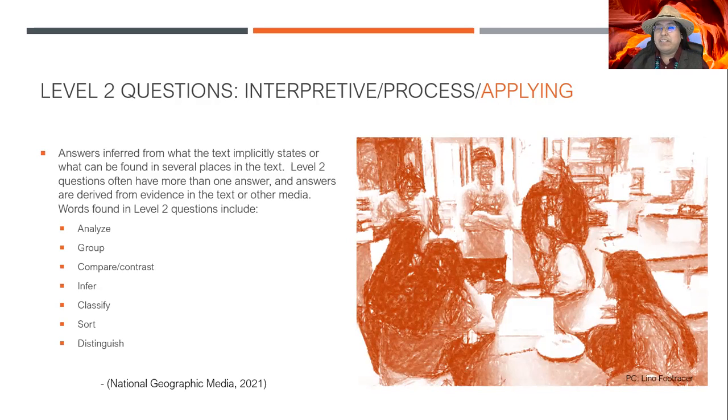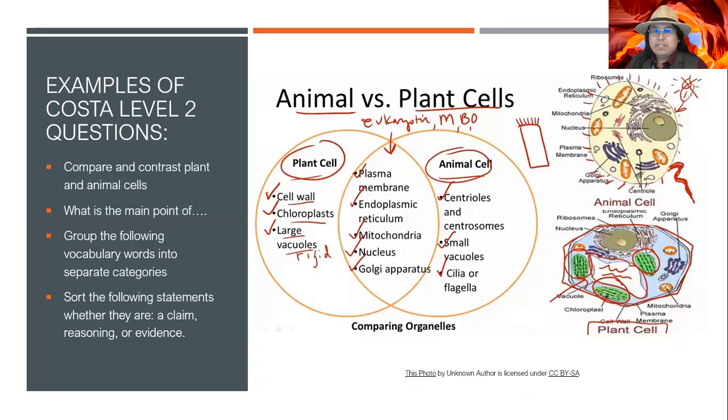This would also be a great extension onto a quiz, a formative assessment. And those hand-drawn Venn diagrams can also be informally assessed in time as the teacher walks around and sees my students got this or they didn't get it. So that's one way of using Costa's level 2. And like I said, animal versus plant cell.